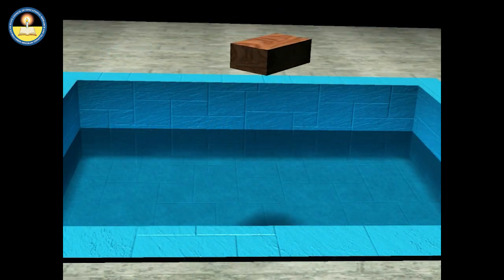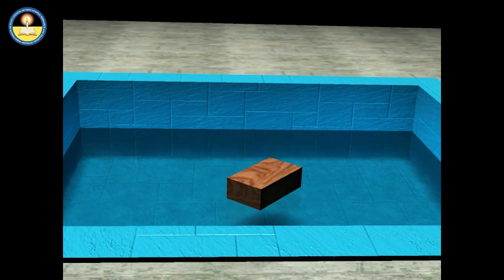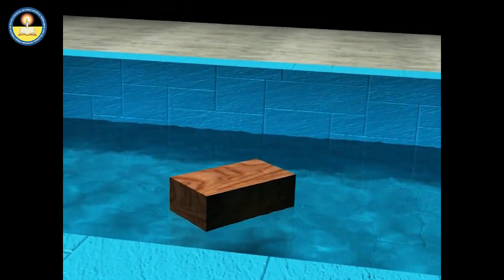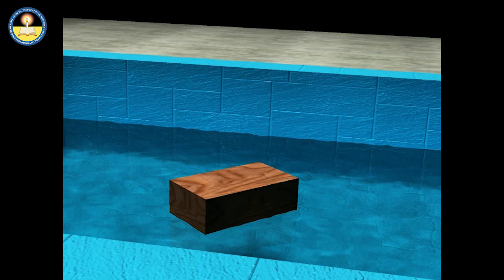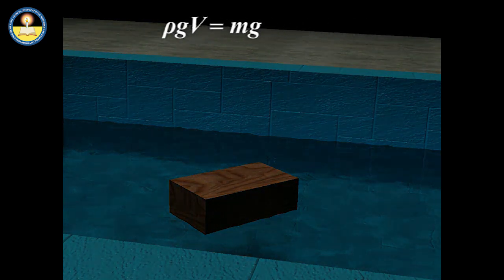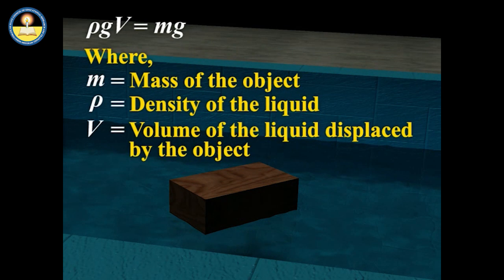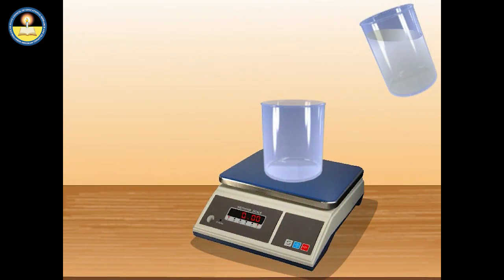We know that for a floating object immersed in a fluid, partially or completely, the weight of the fluid displaced by the object is equal to its own weight. Hence, the density of the object as well as its volume and the density of the fluid play an important role to decide whether the object will float or sink. To determine the density of a substance, we need to know its mass and volume.